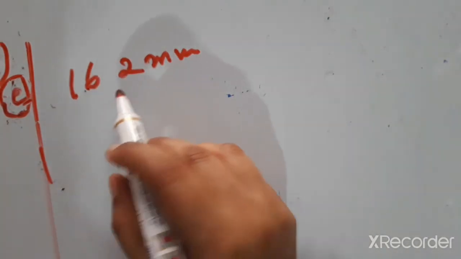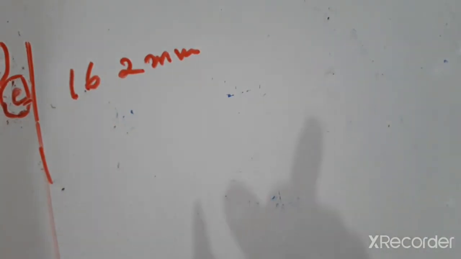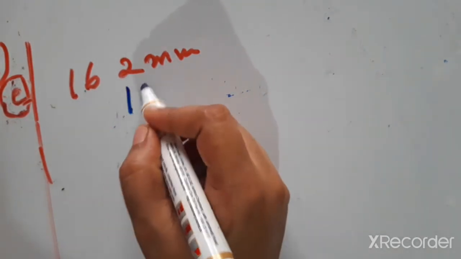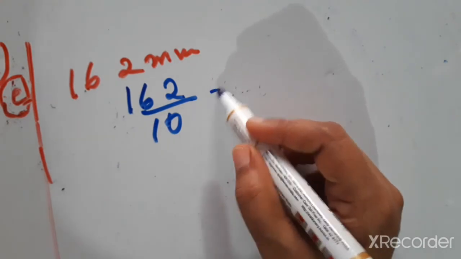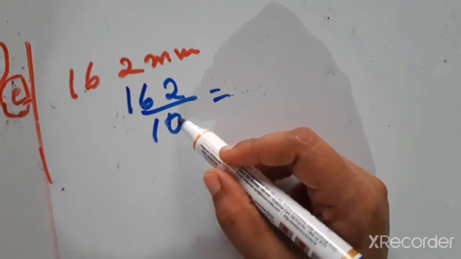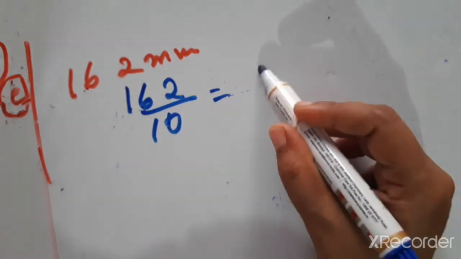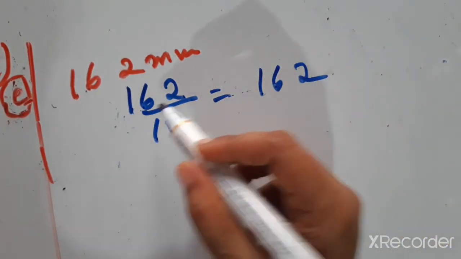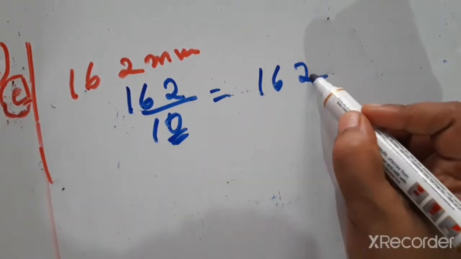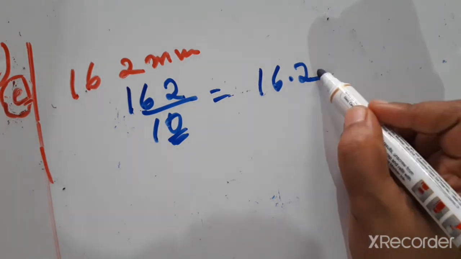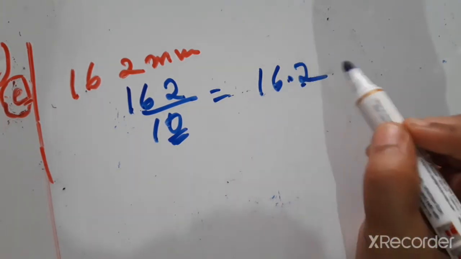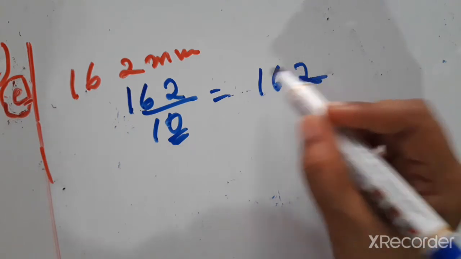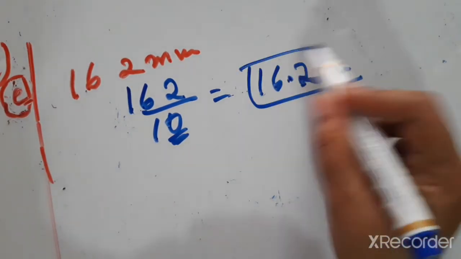Next is 162 millimeter, convert into centimeter. So 162 by 10. Okay, now how to divide? When it is in tens or hundreds form, we can write the numerator as it is, 162. Dividing by 10 means after the decimal point there should be only one number. So 16.2 centimeter.